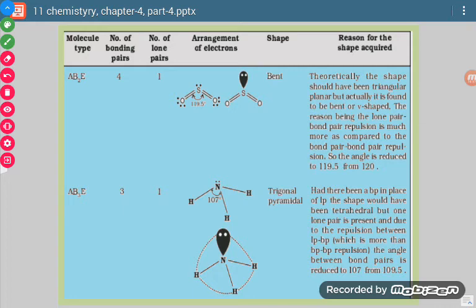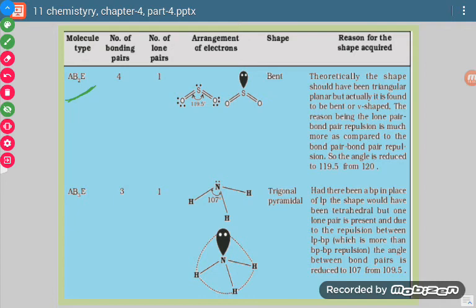First of all, AB2E type. Now B means bond pairs and E means lone pairs. Here, in this particular case, we will take multiple bonds, as one of the postulates of VSEPR theory is that multiple bonds are treated as a single bond or single pair.